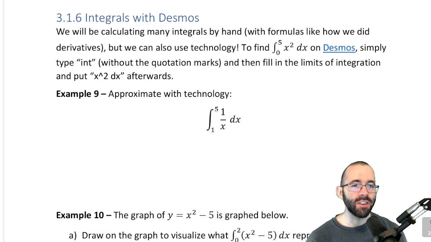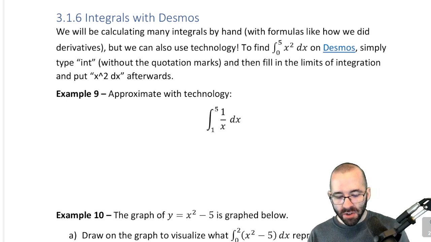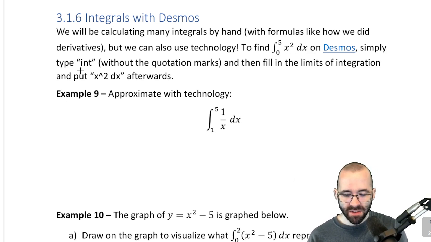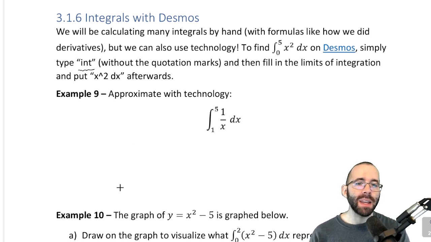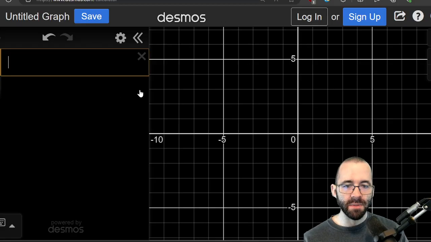We're also going to use technology. We will have a time to do them by hand, but in this section, we're just going to do it with technology. So to do an integral like this, essentially all you do on Desmos, and you saw it before and I said I'd show you later, is you just type int, int for integral. And then you just type everything else in like you would expect.